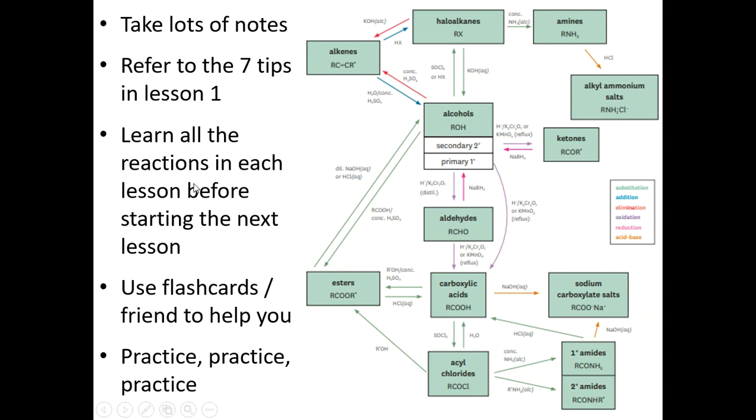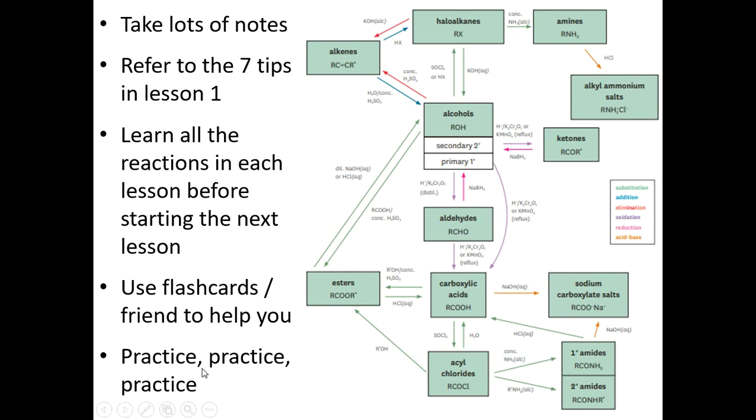Learn all the reactions in each lesson before starting the next lesson, because you'll find that a reaction for, say, alkenes to haloalkanes might be given in alkenes, and then when you get to the haloalkanes, you learn how to make a haloalkane as well as the reactions of the alkenes. So you'll have more and more familiar reactions, which will make it seem easier for you. Use flashcards to learn those reactions. Make your own flashcards or get a friend to test you to help you.